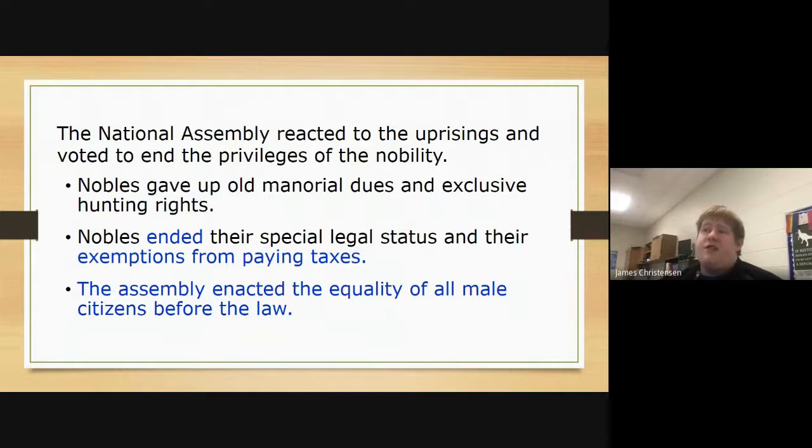So the National Assembly reacted to the uprisings and voted to end the privileges of the nobility. Nobles gave up manorial dues and exclusive hunting rights. Nobles ended their special legal status and their exemptions from paying taxes. And the Assembly enacted the equality of all male citizens before the law, meaning they were all equal regardless of their socioeconomic status.